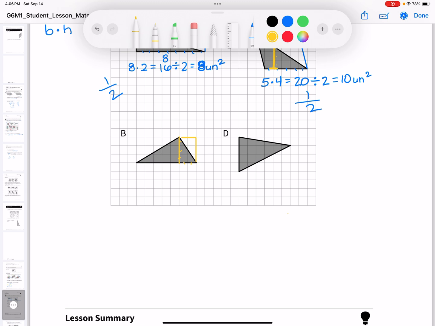We can find the area of a rectangle. So area of a rectangle is base times height. So we have a base of 2 and a height of 3. 2 times 3 is 6 units squared. All right, so we got that.